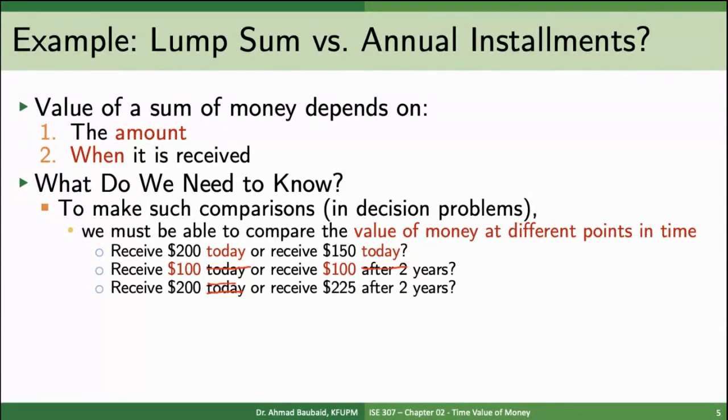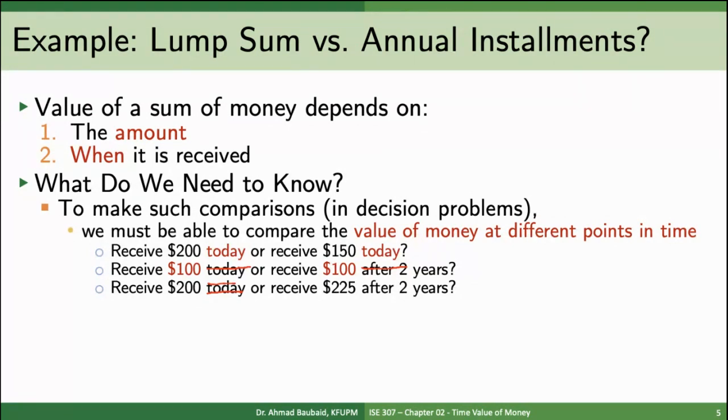What the lottery question was asking is something a little bit more vague. It's changing both of them. It's saying, do you want to receive $200 today or $225 after 2 years? So the amount is different and the time is different. And so it's a little bit more difficult to compare somewhat. And that's kind of what we are going to be doing. We're going to hopefully give you the tools that you would need to compare in a situation like this and come up with your decision.